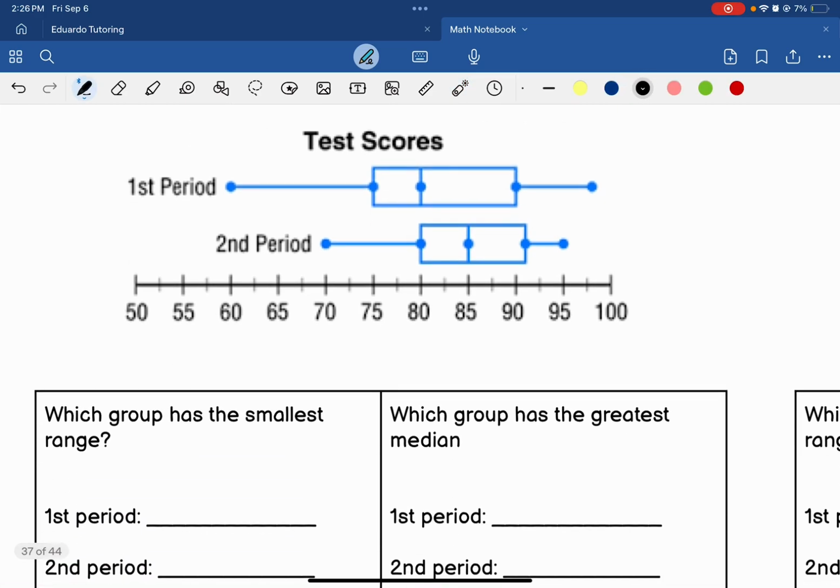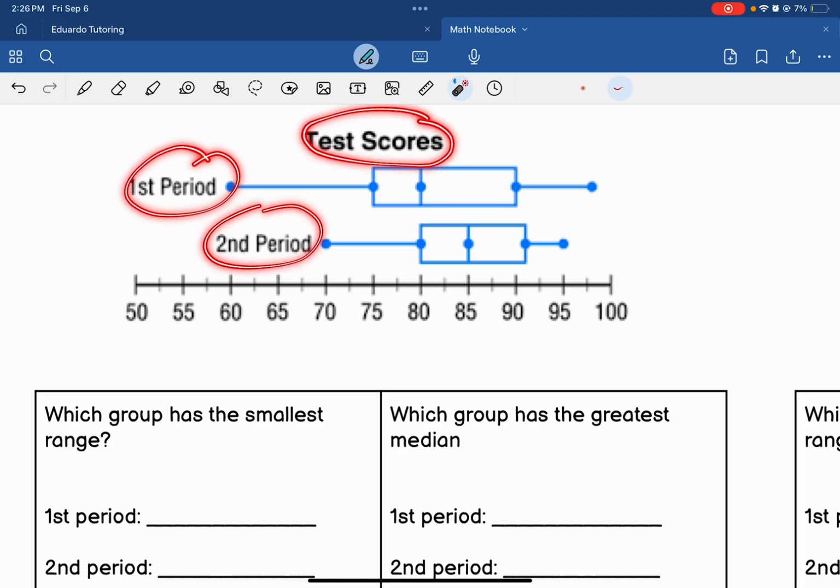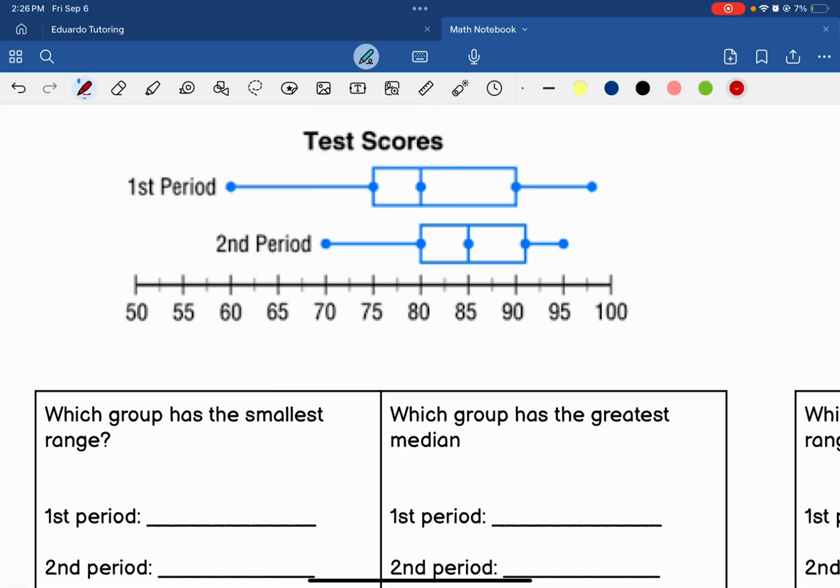So now that we know how to make a box plot, we need to know how to read a box plot. So here we have a box plot and it covers test scores for first period and second period. So going ahead, let's just start off by labeling to make our lives a little bit easier. Here's our min, Q1, Q2, Q3, and we've also got our max. For the second box plot, same thing. We've got our min, we've got Q1, Q2, Q3, and we have our max.